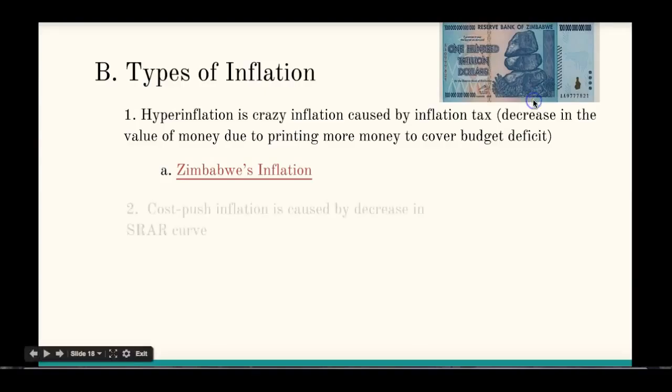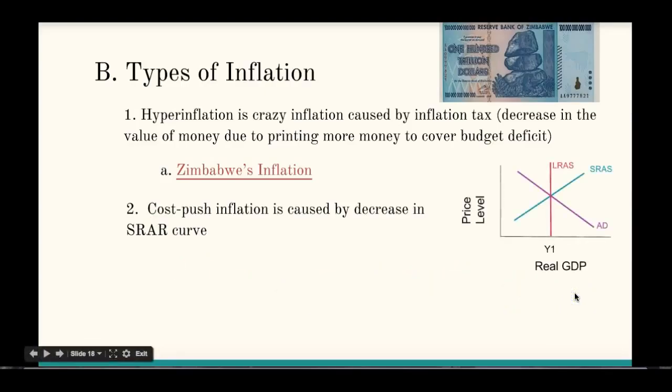So keep in mind that hyperinflation is obviously very crazy, and it just gets way out of control. Another type of inflation is cost-push inflation. This is caused by a decrease in the short-run aggregate supply curve. Basically, if you remember it from our aggregate demand and aggregate supply model, we're shifting our short-run aggregate supply curve to the left.